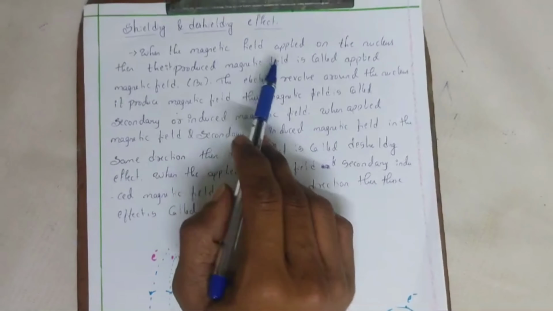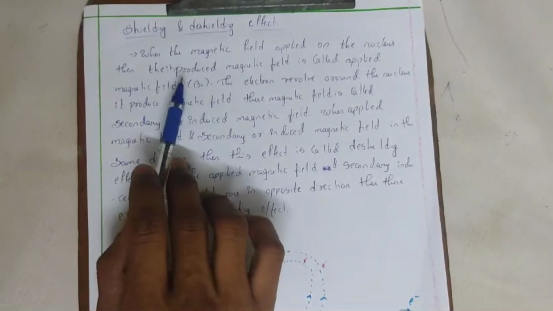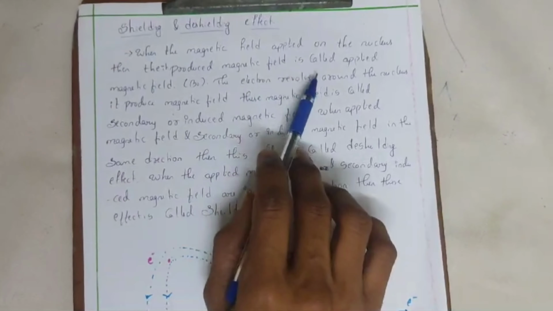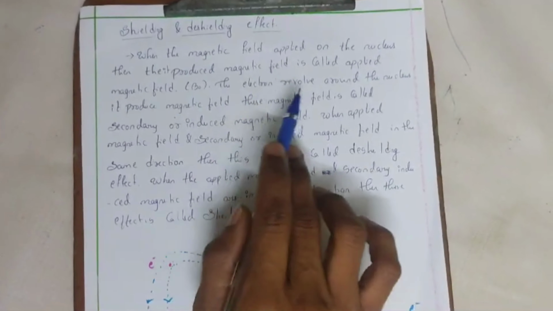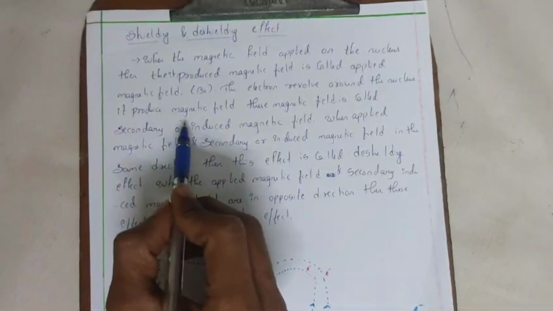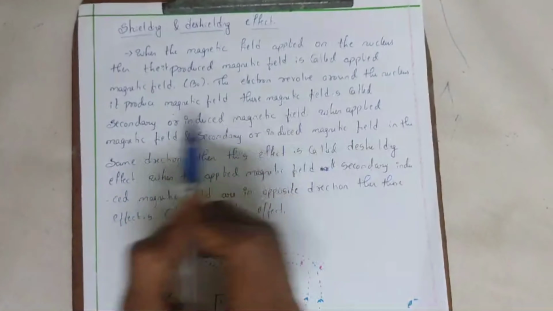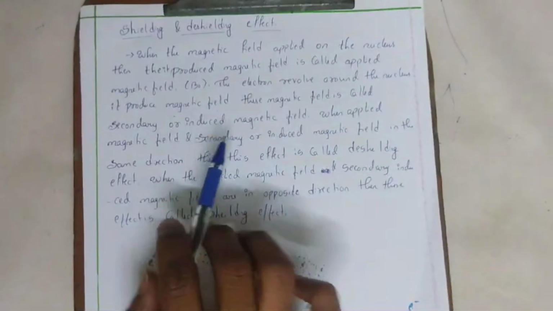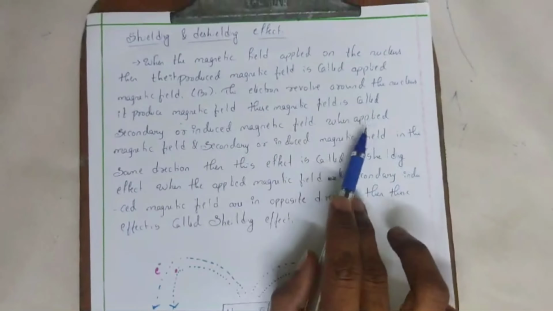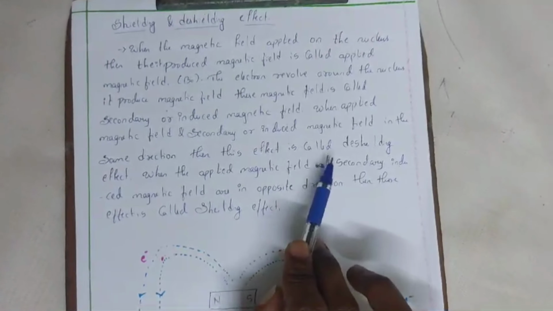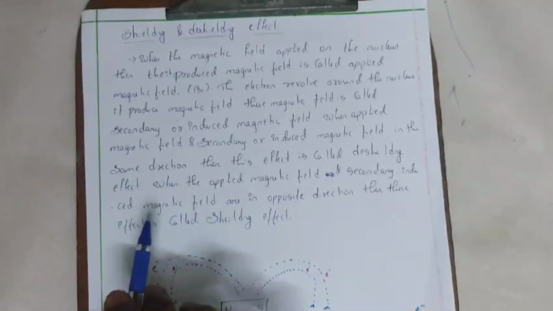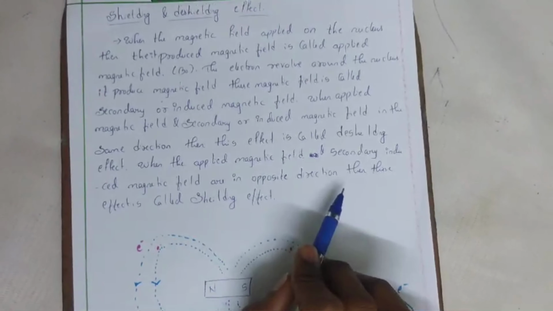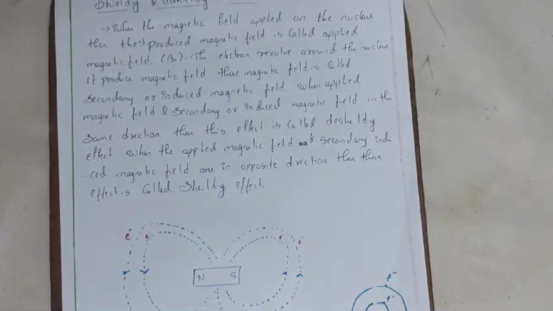When a magnetic field is applied on the nucleus, it is called the applied magnetic field, B0. The electrons revolve around the nucleus and produce a magnetic field. This magnetic field is called a secondary or induced magnetic field. When the applied magnetic field and the secondary or induced magnetic field are in the same direction, this effect is called a deshielding effect. When the applied magnetic field and the secondary induced magnetic field are in opposite directions, this effect is called a shielding effect.